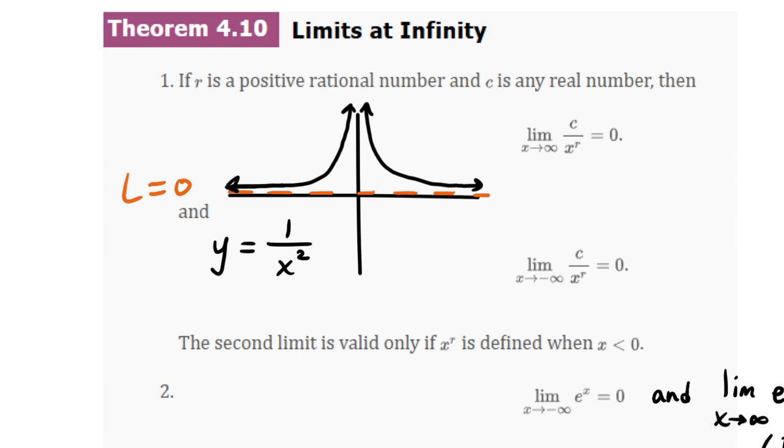Limits at infinity are investigating behavior in the really negative and really positive x value sections of a function's graph. For these particular types of functions, your limit value will be 0 in both cases.